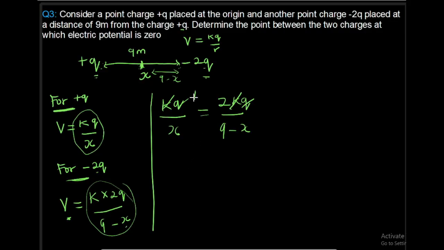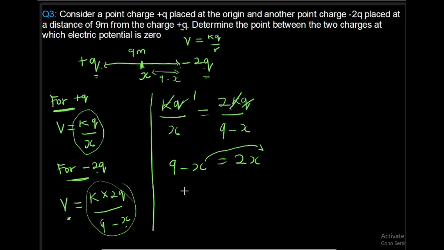So now moving on, we are left with 1 here on the left hand side for the numerator. We have 1 times 9 minus x. That will give us 9 minus x equals 2 times x. That will give us 2x. So if we simplify further, we'll move minus x to this side of the equation.